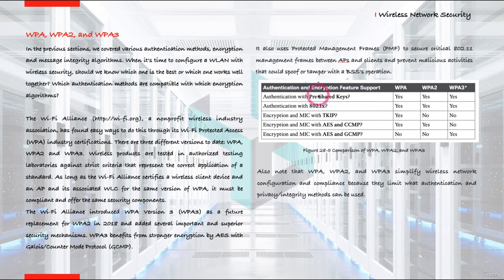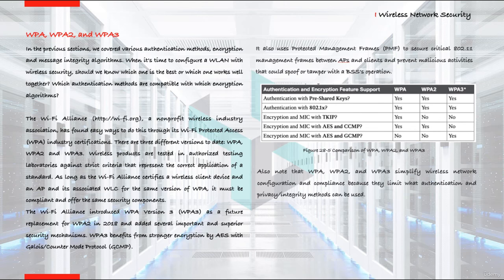WPA2 supports pre-shared key and 802.1X methods for authentication, and message integrity check, but not TKIP; it supports AES and CCMP. Our most advanced method, WPA3, supports pre-shared key and 802.1X for authentication, does not support TKIP and CCMP, an older algorithm, but supports the more advanced GCMP.